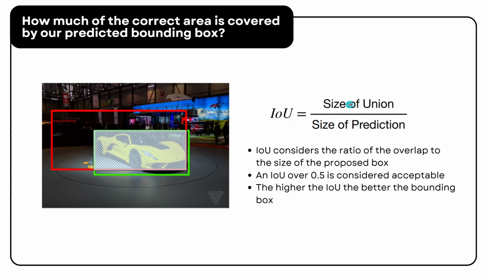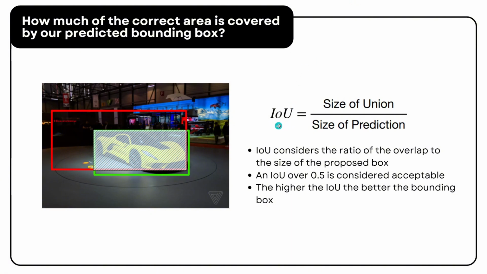So IOU is the size of the intersection over the size of the union. This means that we divide the area where both boxes overlap by the total area covered by both boxes combined. So this gives us a score between 0 and 1. A score of 1 means a perfect overlap. Our prediction was spot on in this case. And a score of 0 means the boxes didn't overlap at all.